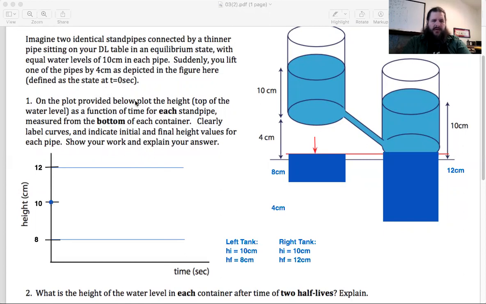And these should be mirror images of each other. They're going to be decaying towards their asymptotes at the same rate. One of them going from 10 approaching 12, the other going from 10 approaching 8 at the same rate. So we would expect their graphs to look something like that. Any questions on that so far?